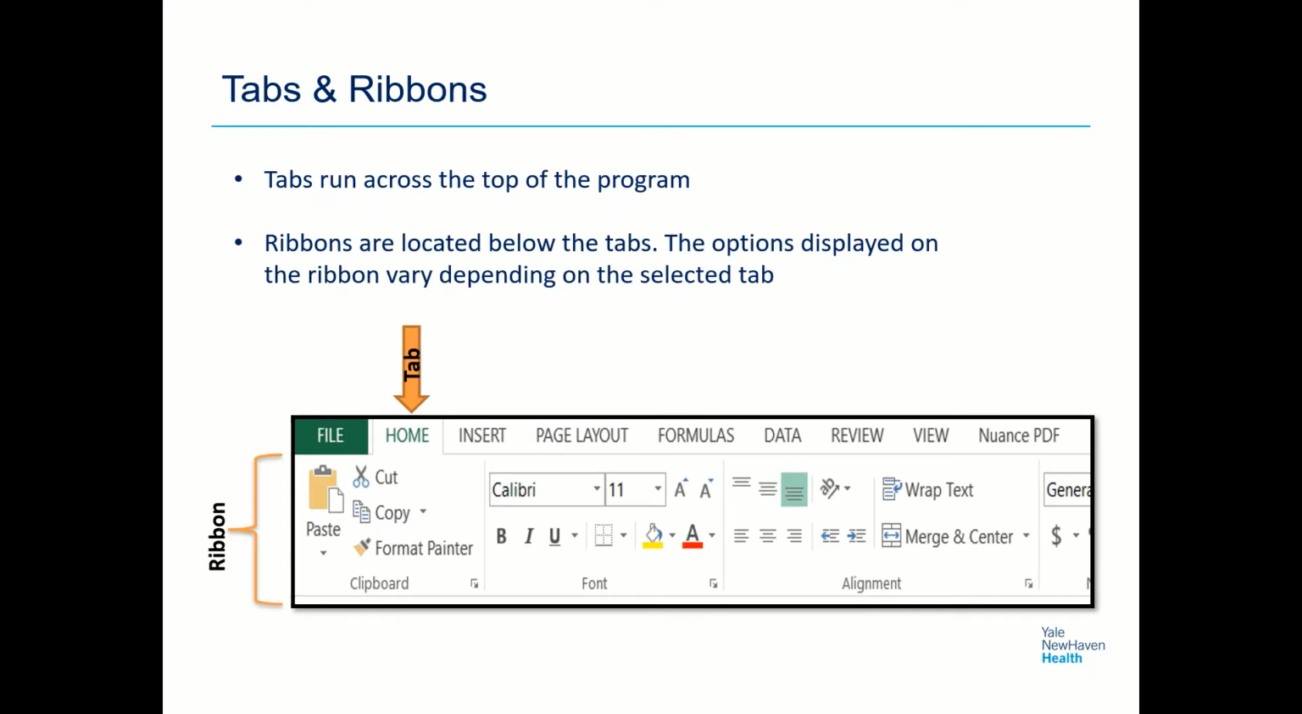Across the top menu, you'll see tabs running at the top of the program. Ribbons are located below the tabs. The options displayed on the ribbon vary depending on the selected tab. So for example, if you select Home, you will see the items that fall under Home. If you were to select Data, you would see the ribbons that are under Data.